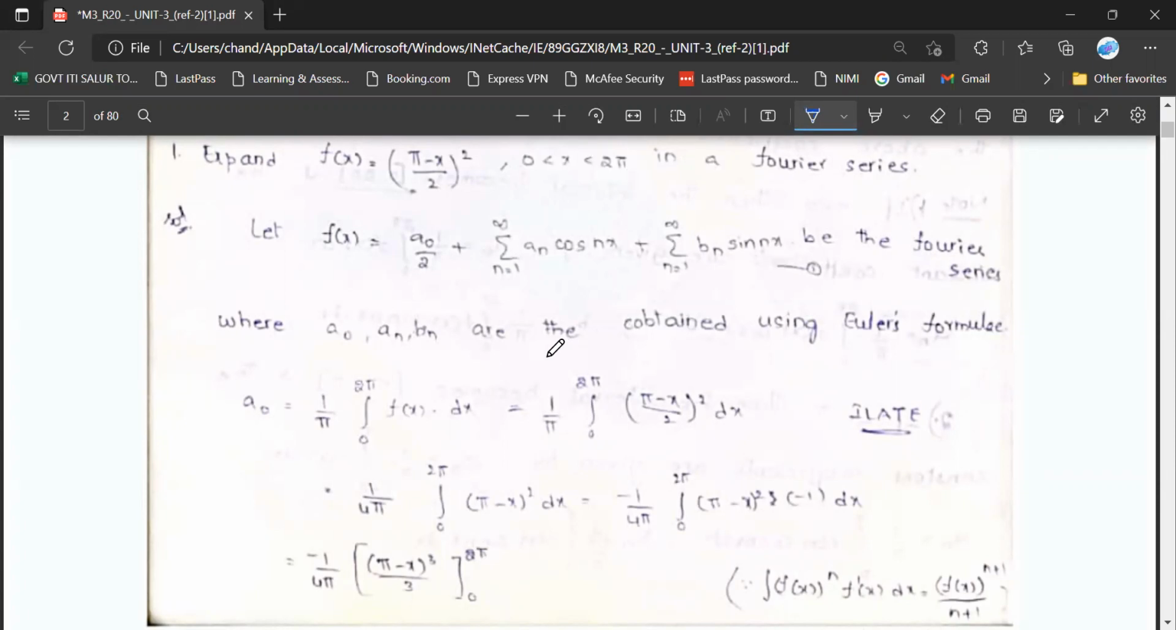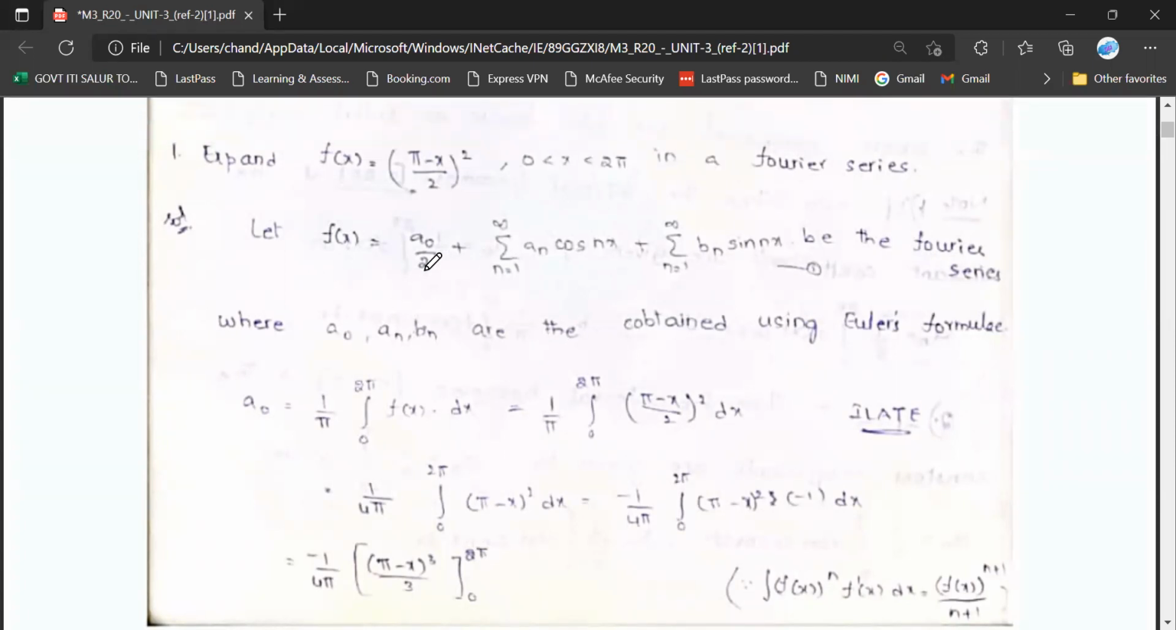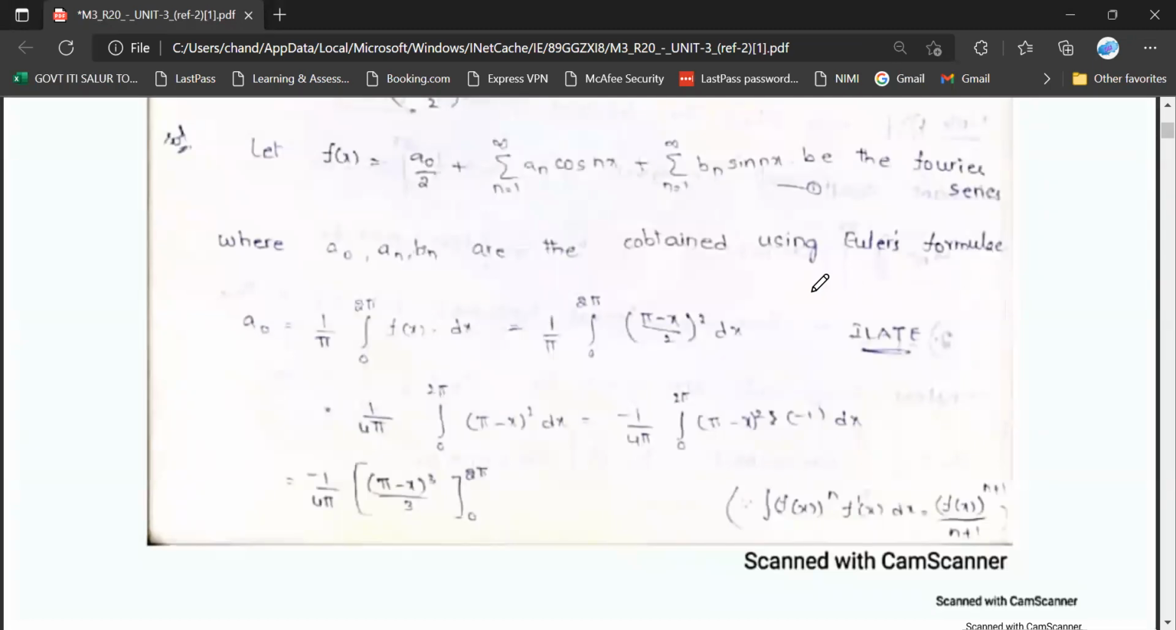So the Fourier series equation is, let f of x is equal to a naught by 2 plus sigma from n is equal to 1 to infinity a n cos nx plus sigma n is equal to 1 to infinity b n sin nx. It is the general formula for any Fourier series. Here a naught, a n and b n are obtained using Euler's formula.